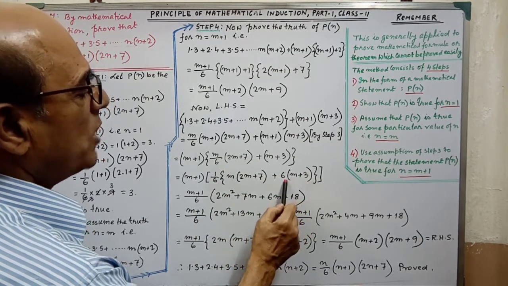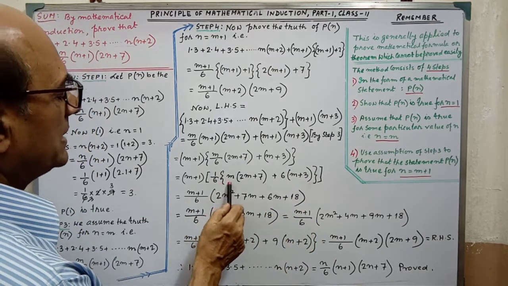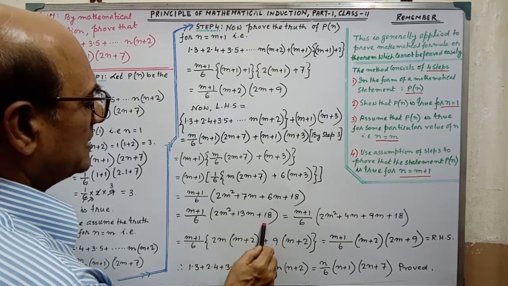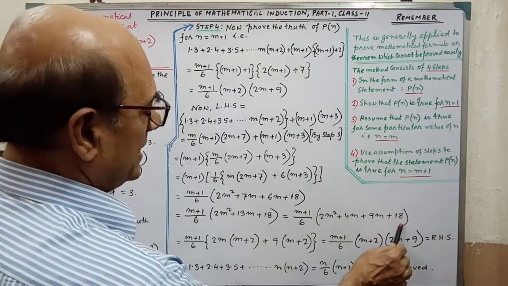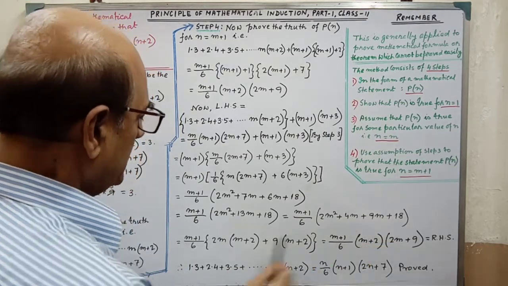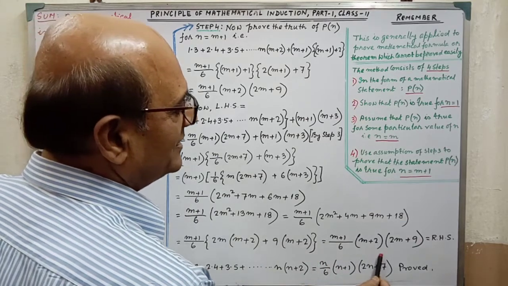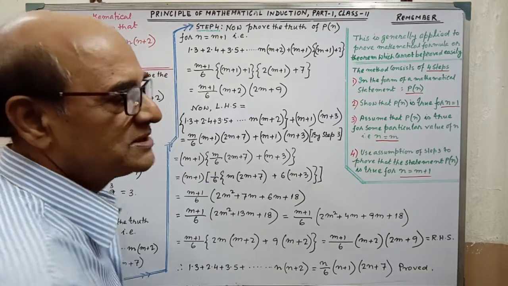This part you have to notice attentively. Then by simplifying, by multiplication, we are getting this. Then we are getting the middle term expression. Then we have to factorize by this method. Then by taking common and simplifying, we are getting the right hand side. So this equals this, proved.